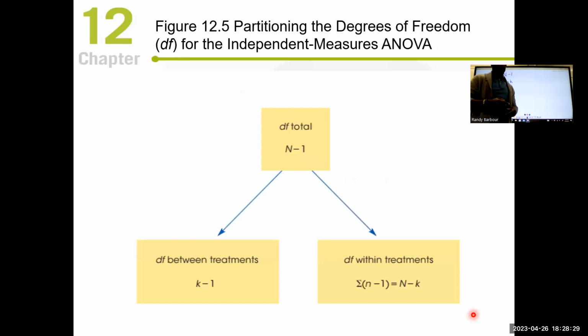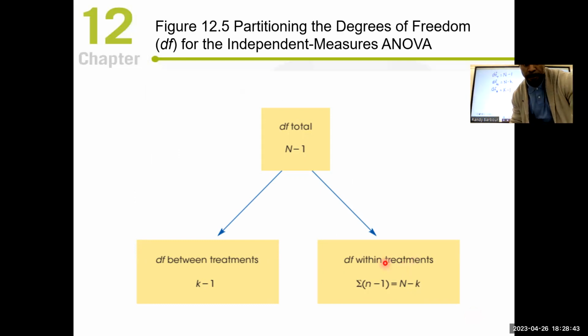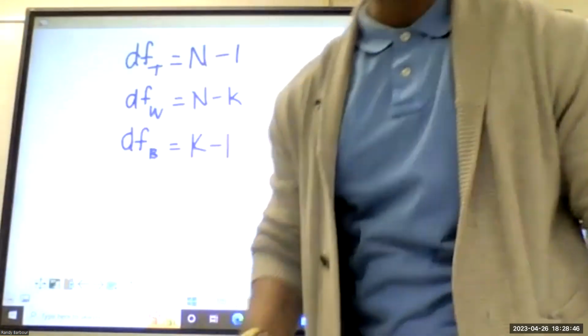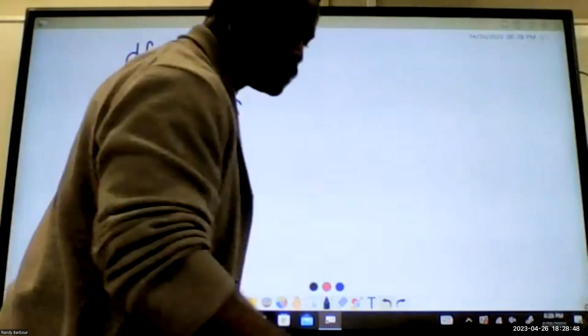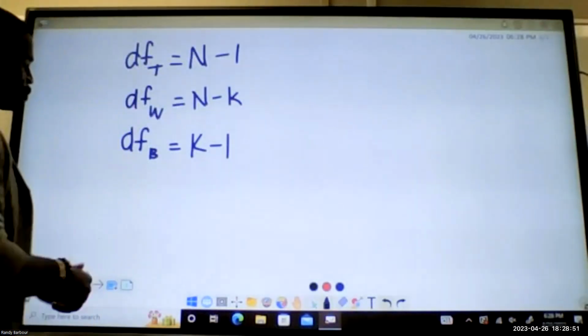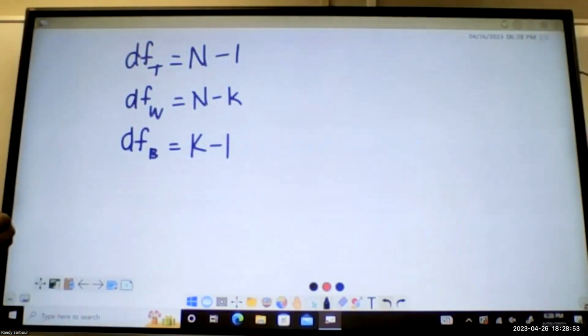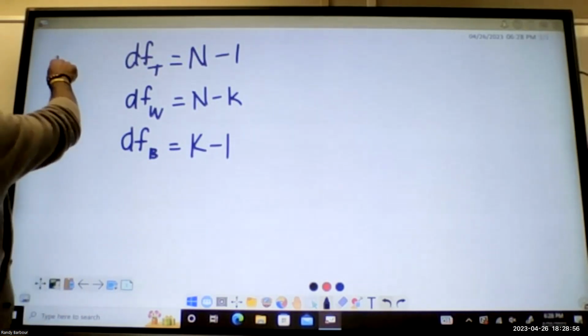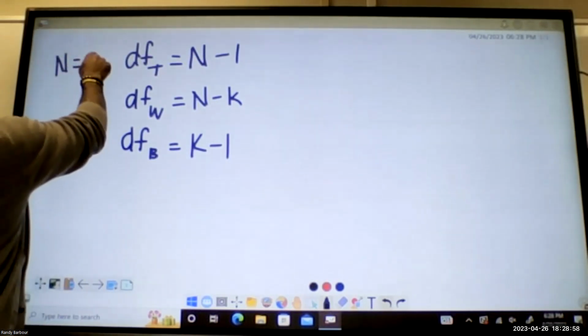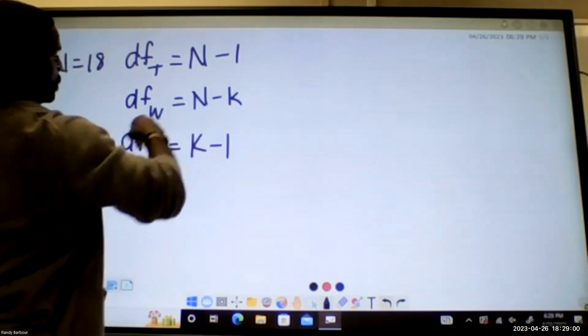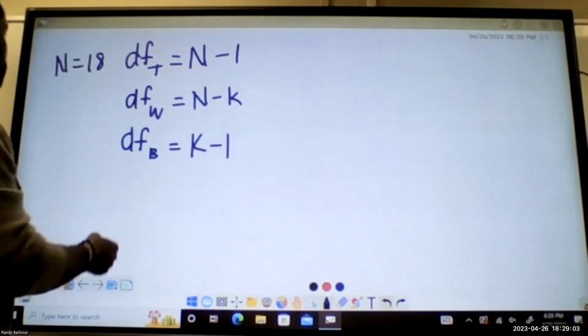Here is how I divide the degrees of freedom up. I have my total. I have to add these two to get the total. Those are the two components. That's how we partition the degrees of freedom. So let's go ahead and solve that out. Let me stop sharing so we can solve this. For our example, if you can recall, the big N we have was N equals 18. The little k we had was 3, because we have 3 treatment conditions.